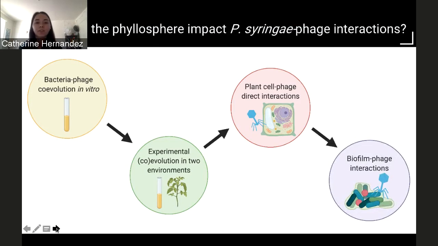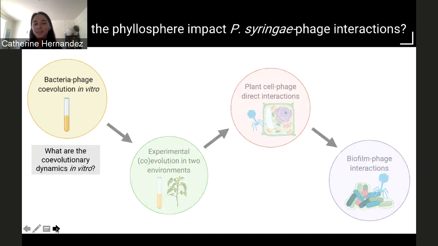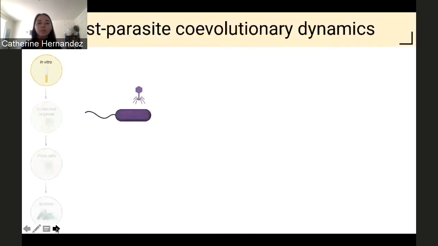And so for this first project, our question of interest is fairly simple. What are the coevolutionary dynamics like in vitro for Pseudomonas syringae and a single phage that we typically work with in the lab? And so as a primer on the major types of host parasite coevolutionary dynamics that people talk about, so if we imagine starting with this sensitive purple bacteria that can be infected by this purple phage, it'll then be selected to evolve resistance, and then say it has this pink mutation that now allows it to be resistant to that purple phage.